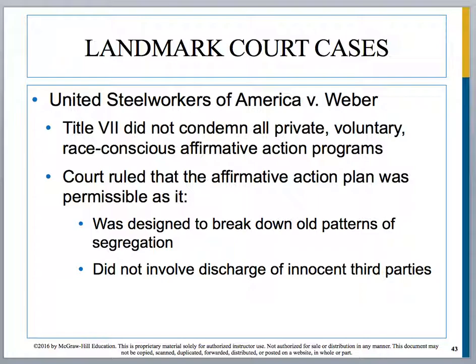In the 1979 court decision, the Supreme Court ruled that the voluntarily agreed-on plan between Kaiser and the steelworkers was permissible. The court stated that the Title VII prohibition against racial discrimination did not condemn all private, voluntary, race-conscious affirmative action programs. So basically, it was saying that the plan that they created was designed to break down old patterns of segregation. It did not involve discharge of innocent third parties. So it was not as though there was some kind of reverse discrimination going on. They were being mindful of the hundreds of years that they discriminated against African Americans.